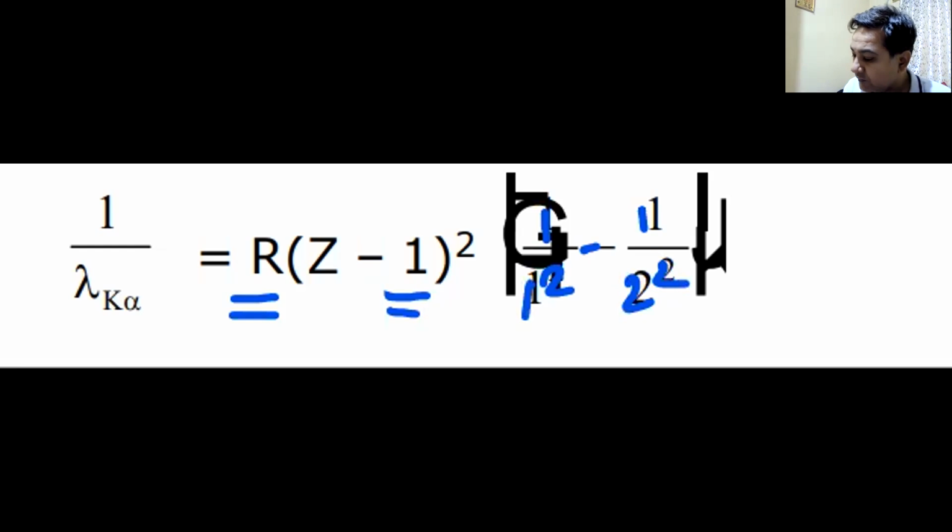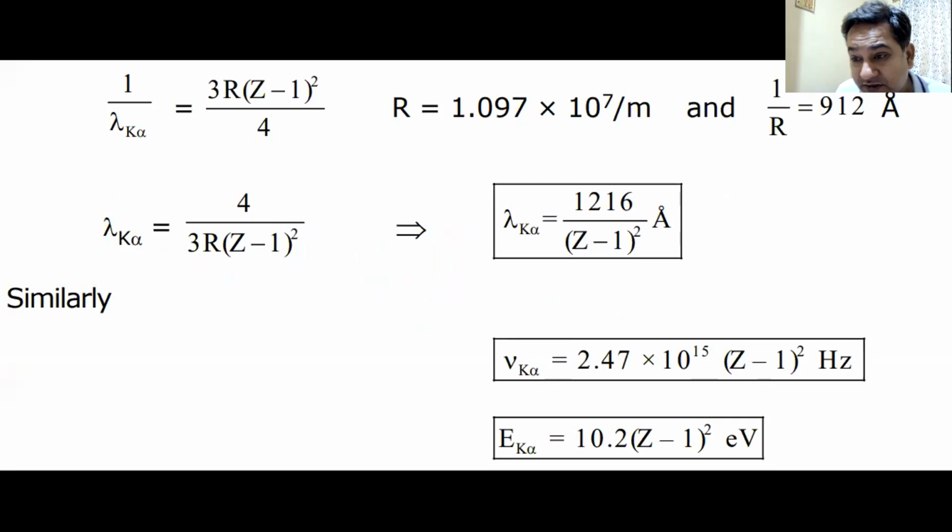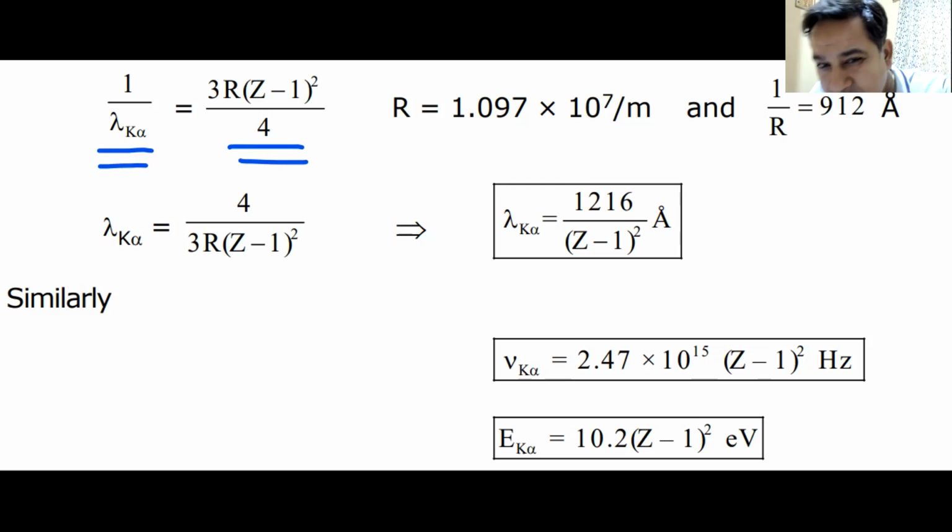Then, sir, what I do is I put the values, the Rydberg constant and everything. These are some important things that you must remember as shortcuts, because you are very likely going to get a question on the same thing. So 1 by lambda of K alpha will become 3 by 4, 1 by 1 square minus 1 by 4 becomes 3 by 4. We understand this, yes or no?